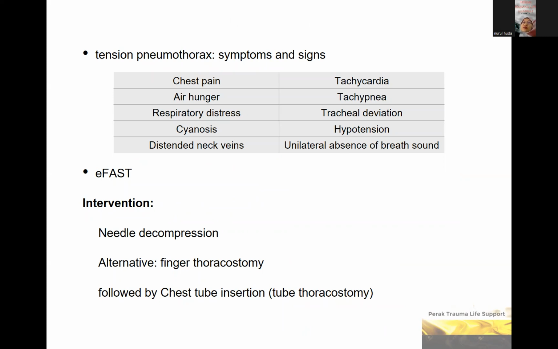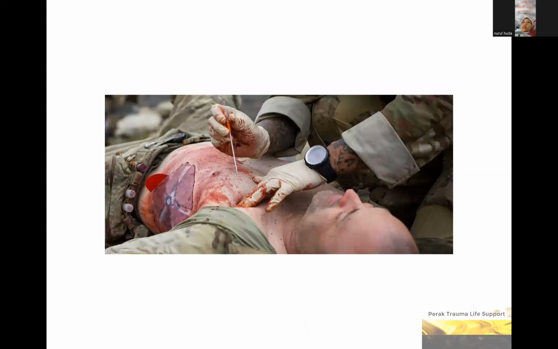And for the intervention, you need to perform a needle decompression followed by chest tube insertion. Alternatively, you can perform a finger thoracostomy. This picture shows needle decompression being performed on a patient at the second intercostal space. But now you can perform needle decompression at the safety triangle, the fifth intercostal space at the anterior axillary line.